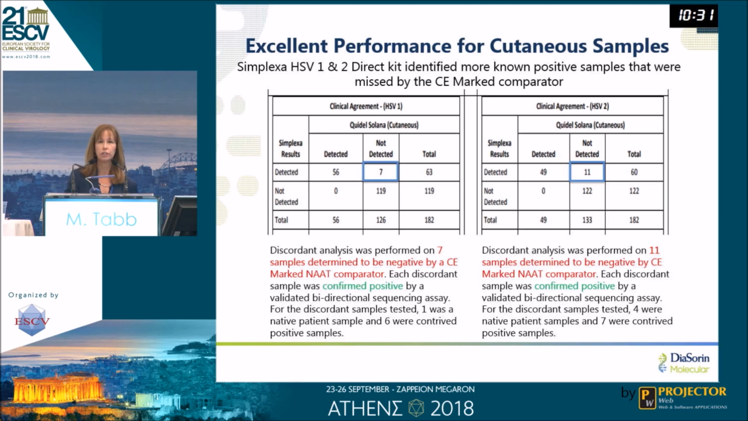And I want to draw your attention to the blue boxes. In each case, there were 7 or 11 samples that were detected by Simplexa that were missed by the competitor NAT. And when we did further analysis by bidirectional sequencing, we confirmed that each of those was positive. So Simplexa delivered the correct results. And actually, in some of these cases, samples that were missed by Quidel were actually known contrived positive specimens.